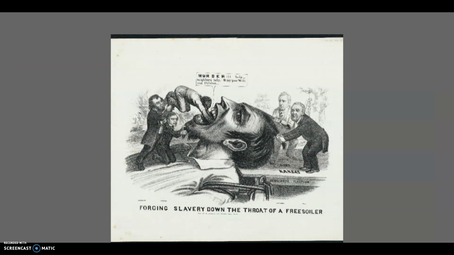This is a political cartoon which depicts how the Northerners felt about the Kansas-Nebraska Act. It is forcing slavery down the throat of a free soiler because Northerners had thought that it was already established that slavery would remain abolished in the northern lands north of the 36 degrees 30 minutes line. And the Kansas-Nebraska Act went against that, and the Northerners were understandably outraged.